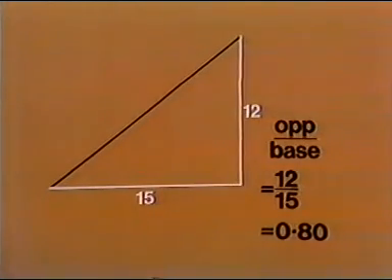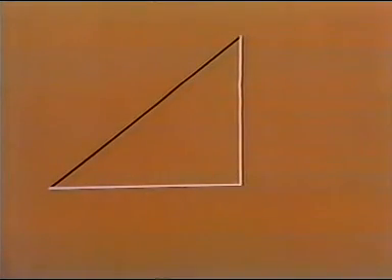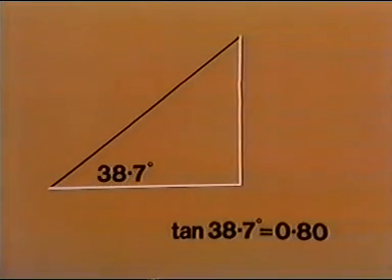However, this ratio of 0.8 is different from the arc over radius ratio, which was 0.68 radians, so we must give it another name. Well, if you take a protractor, you can actually measure this angle. You'll find it's 38.7 degrees. And we call the 0.8 ratio the tan of the angle. That's just short for tangent. So we can write the tan of 38.7 degrees is 0.80.